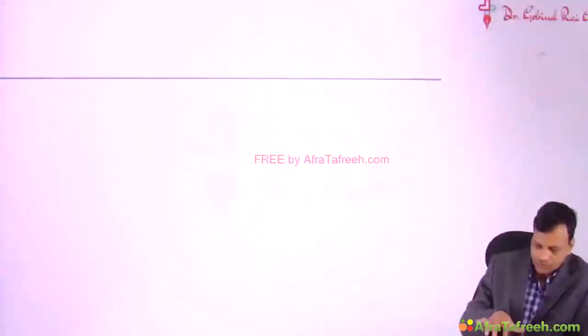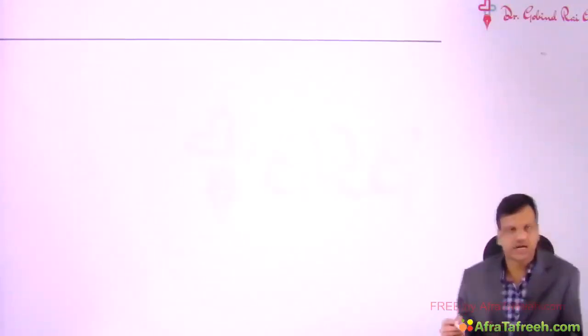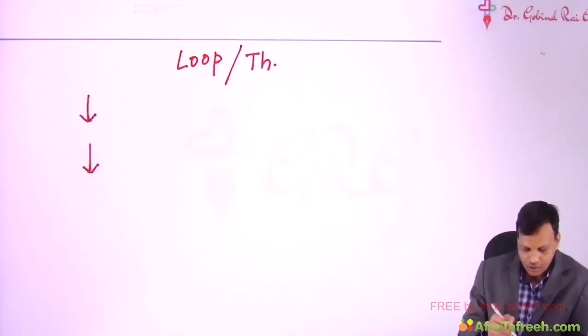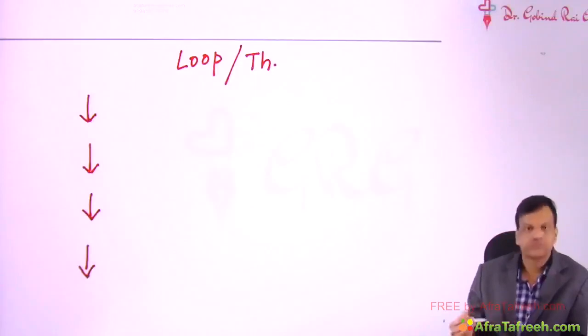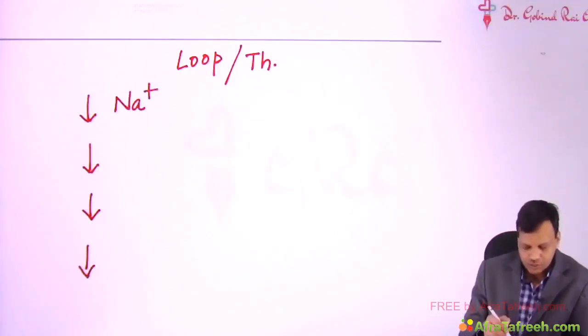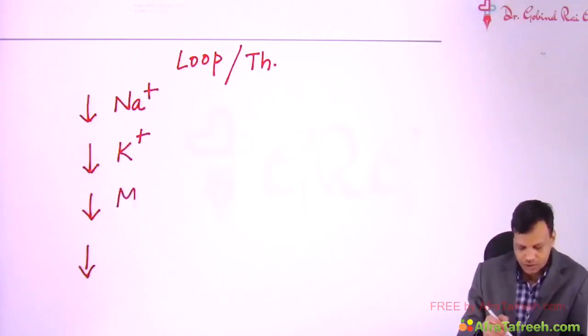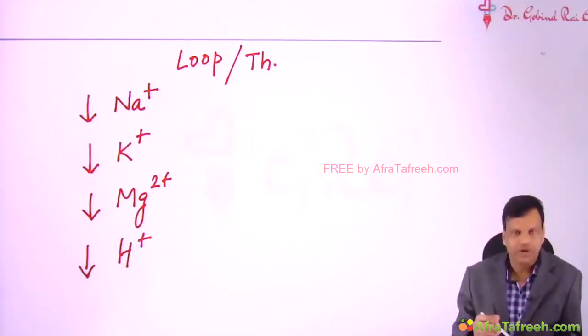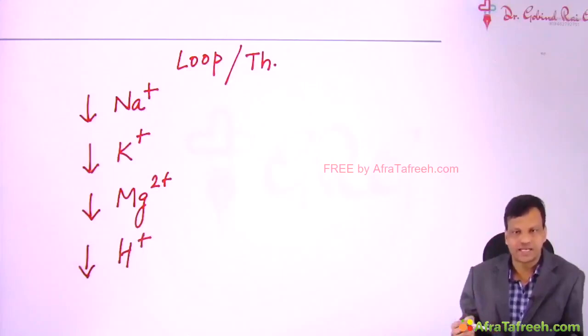Now coming to common properties of both loop and thiazide diuretics. We discussed earlier also, both loop diuretics as well as thiazides cause loss of all the ions from the kidney. That means they cause loss of sodium, potassium, magnesium, and hydrogen. It means they can cause hyponatremia, hypokalemia, hypomagnesemia, and metabolic alkalosis. It is caused by both loop diuretics and thiazides.